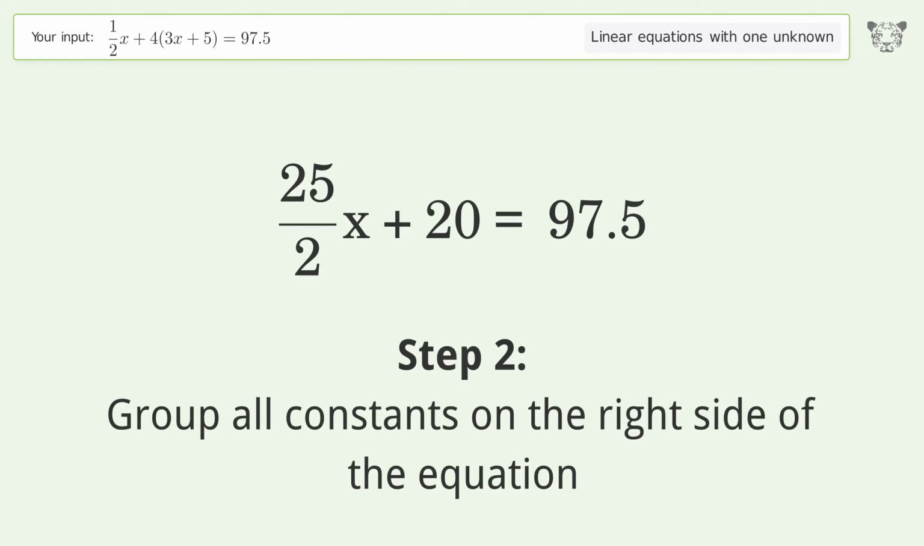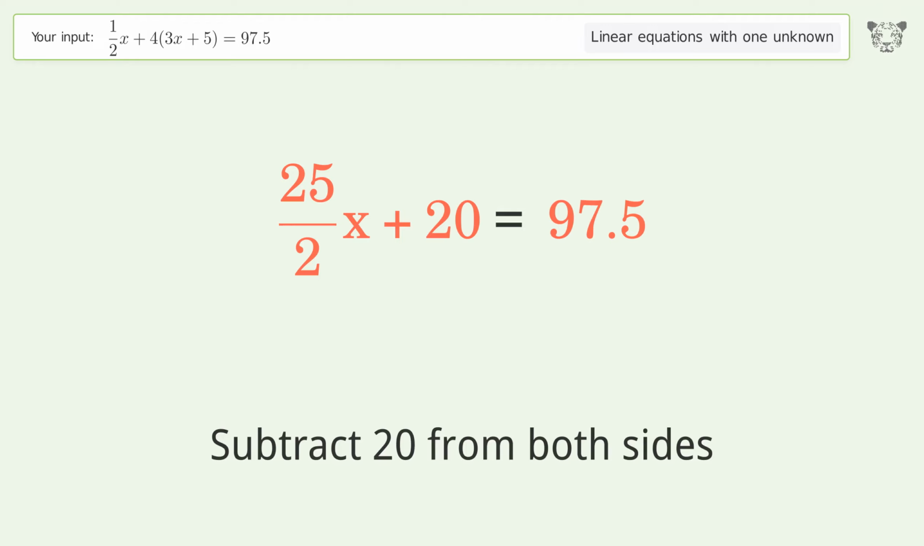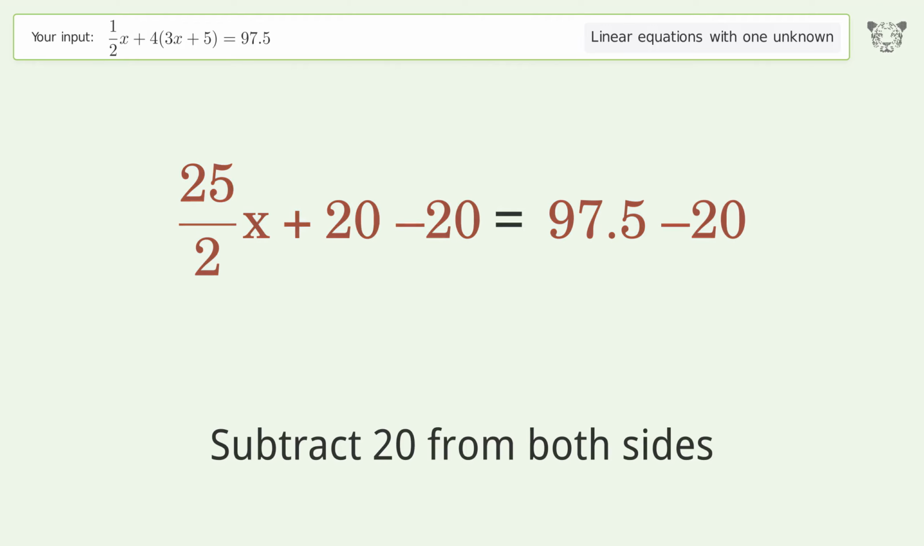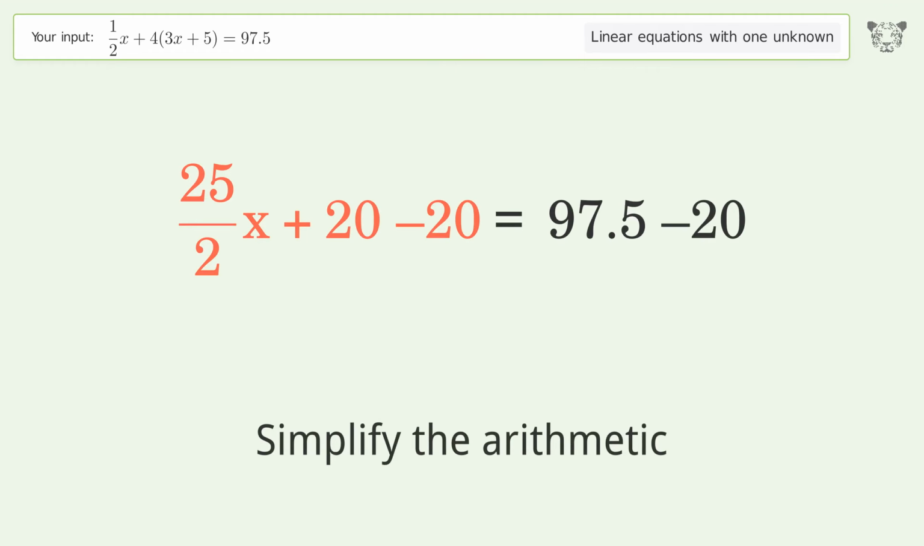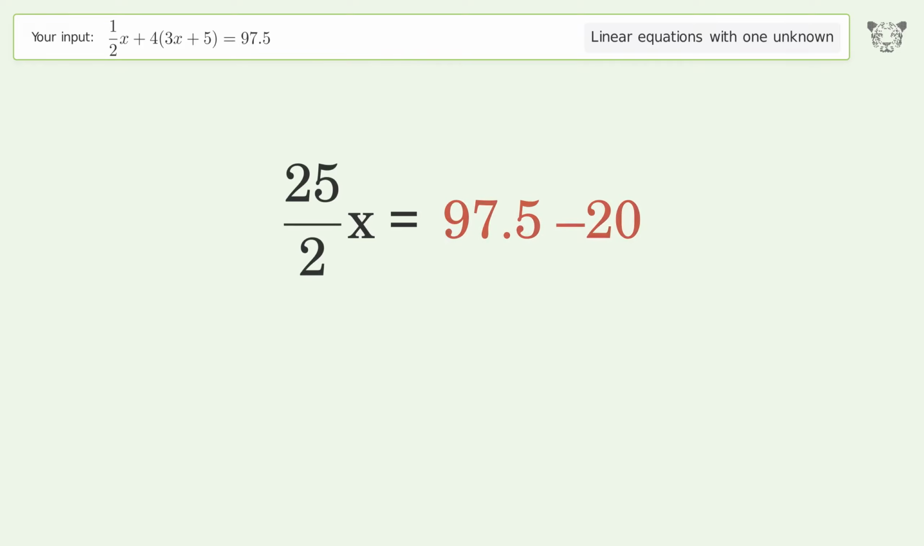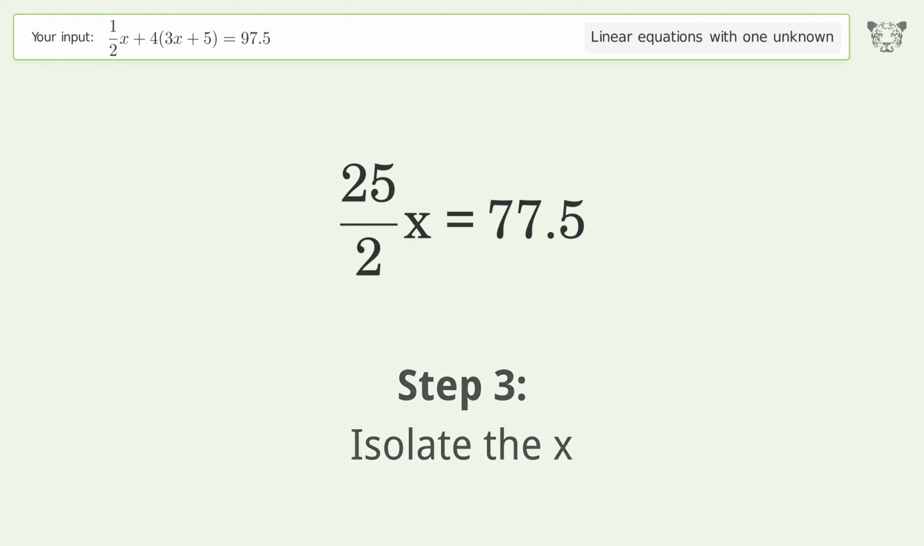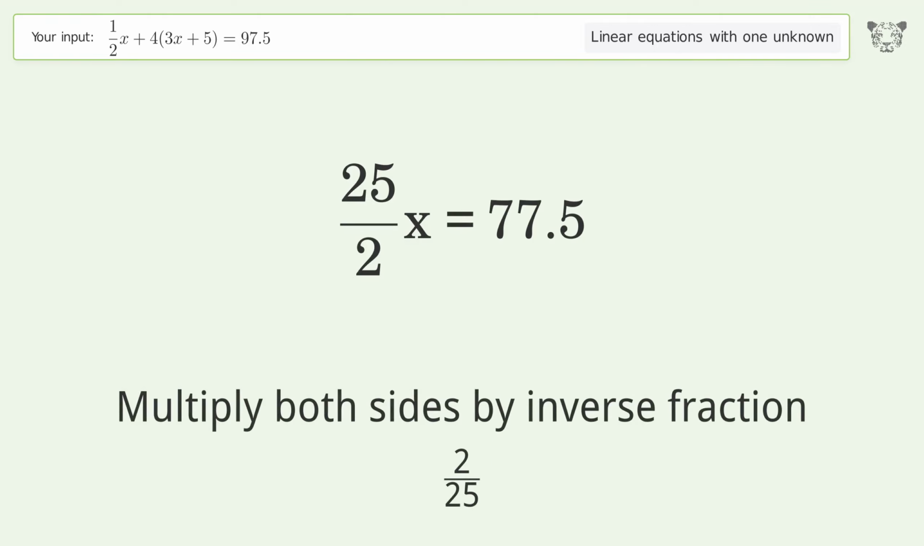Group all constants on the right side of the equation. Subtract 20 from both sides. Simplify the arithmetic. Isolate the x. Multiply both sides by inverse fraction 2/25.